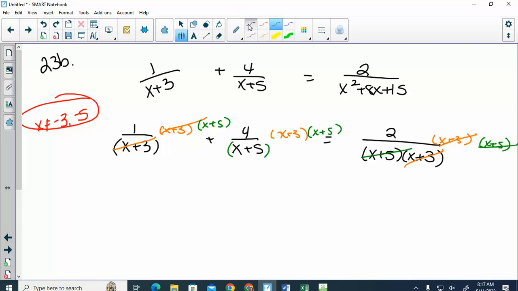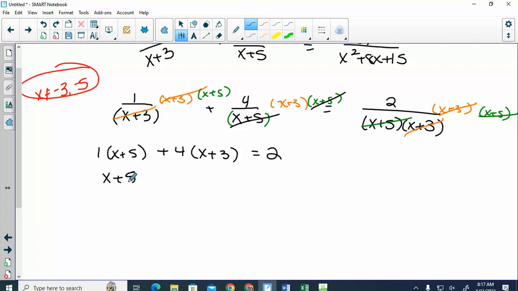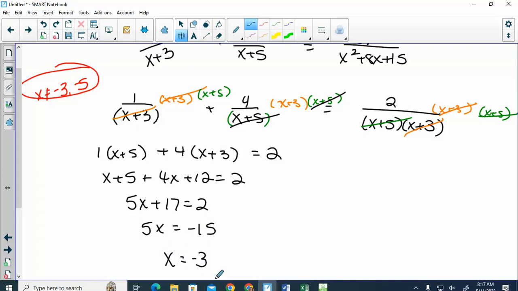Those are gone. So we're left with 1 times x plus 5 plus 4 times x plus 3 equals 2. X plus 5 plus 4x plus 12 equals 2. Add like terms. So if we subtract the 17, we get 5x equals negative 15. When you divide by 5, you get negative 3. But we said x can't be negative 3 because if we plug it in, it makes the denominator 0. So there is no solution on this. Make sure you're checking your answers on those.